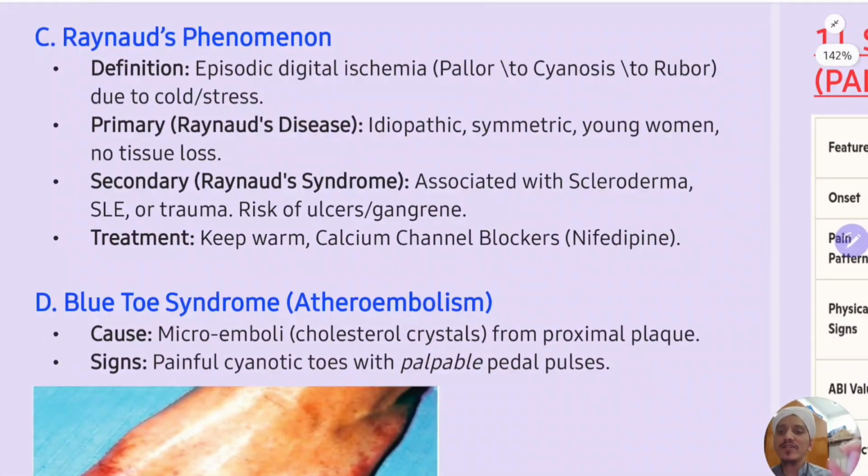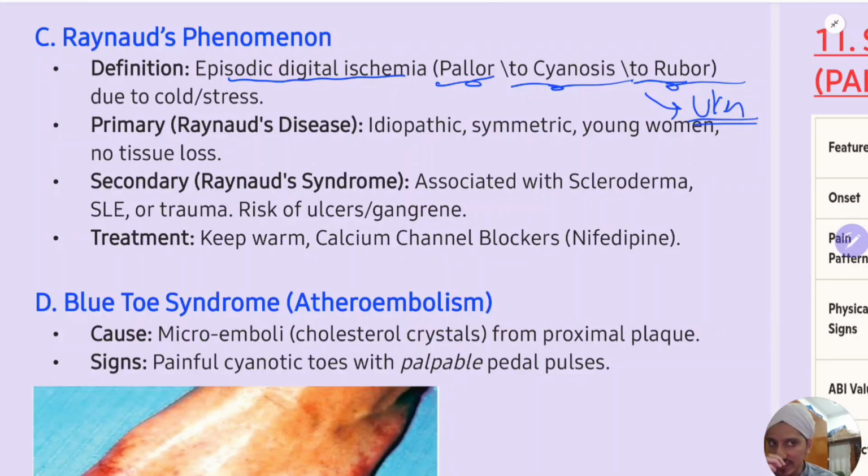Let's come to Raynaud's phenomena in particular. Okay, so what is this? This is episodic digital ischemia. First you will have pale, white fingers, then that will change to cyanosis, blue fingers, then they will change to red fingers. That is rubor. That is the sequence of events which happens in Raynaud's phenomena. And if severe, they will have ulcers at the tip of the fingers or toes. This is due to cold and stress. Okay, cold and stress. That can be due to primary Raynaud's disease and secondary Raynaud's syndrome.